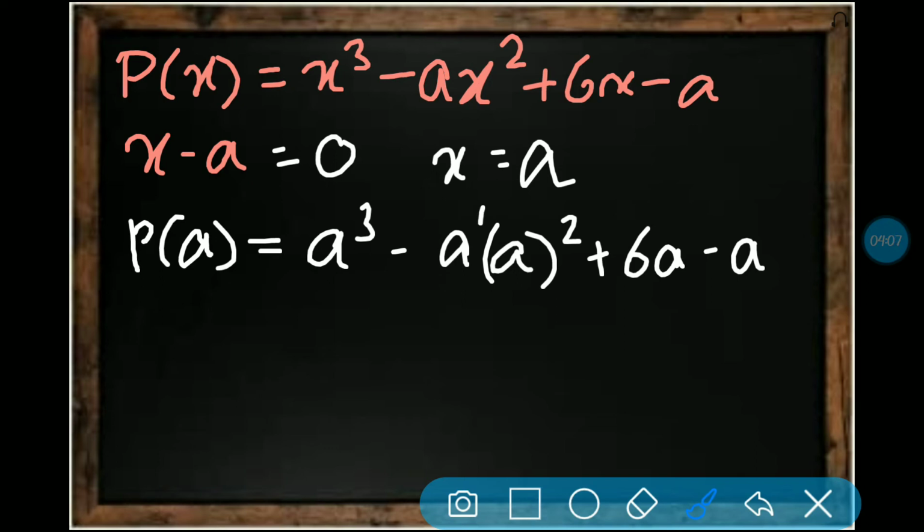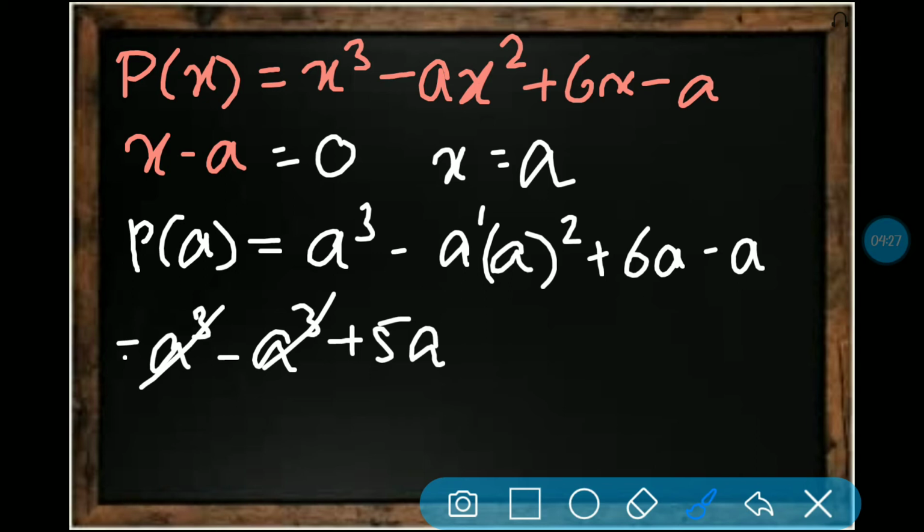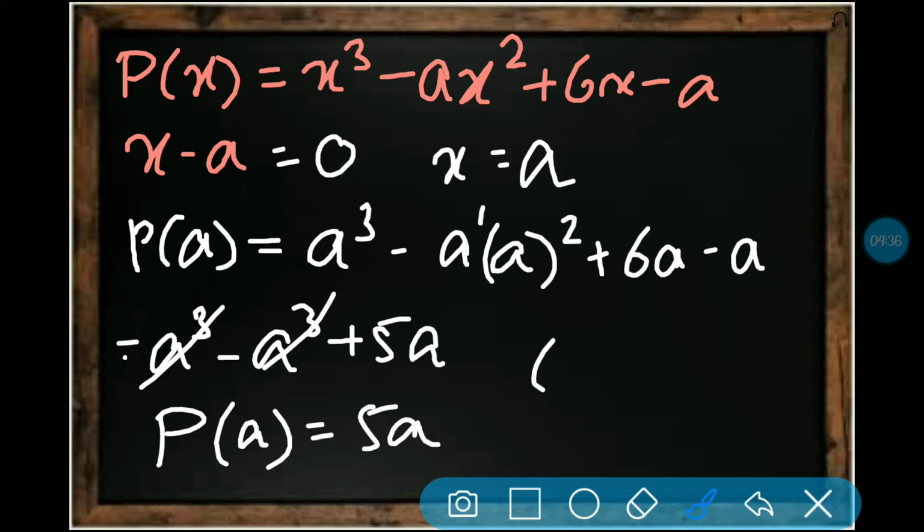Fine, so here 1 power will be there, right? So a to the power 1 into a to the power 2 is a to the power 3. So a cube minus a cube. 6a minus a is plus 5a, right? Yes, so then a cube will get cancelled. And finally, p of a is 5a. That's it. Answer is given.